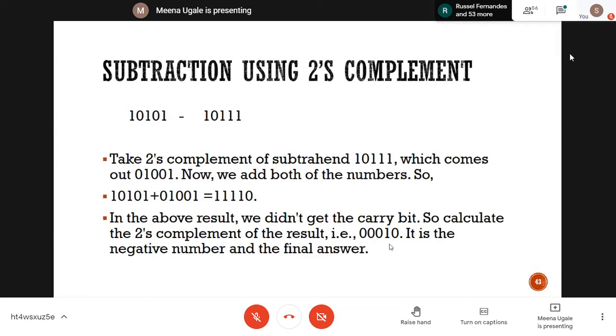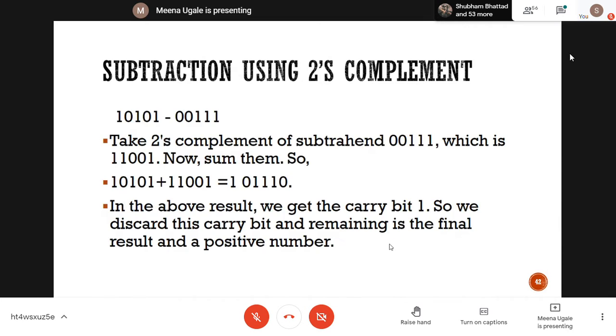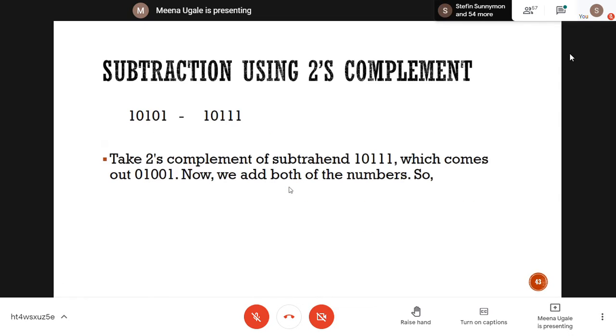Fine. For subtraction using 2's complement, you have to take 2's complement of the subtrahend number and add it up. After addition, two cases can result. One is that you will get a carry generated, just like the previous example. If carry is generated, discard the carry and the remaining bits will represent your final answer. This number is 5-bit. It can be 6-bit, 7-bit, 8-bit also. In that case, discard the carry and the remaining will be your final answer, which is a positive number.